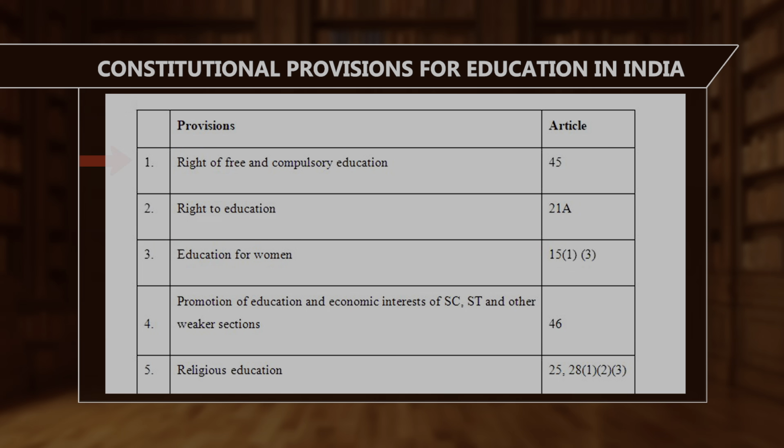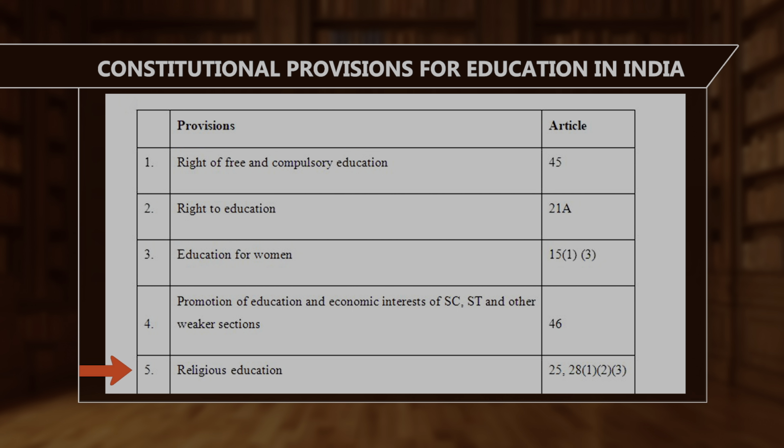Constitutional provisions for education in India. First is right to free and compulsory education, which is given under Article 45. Right to education, which is given under Article 21A. Next is education for women, which is given under Article 15, Clause 1 and Clause 3 of the Constitution. The next provision is promotion of education and economic interest of SC, ST and other weaker section of society, which is dealt under Article 46 of the Constitution.